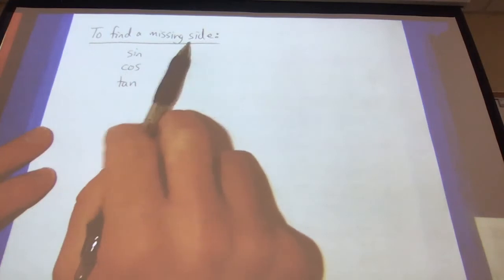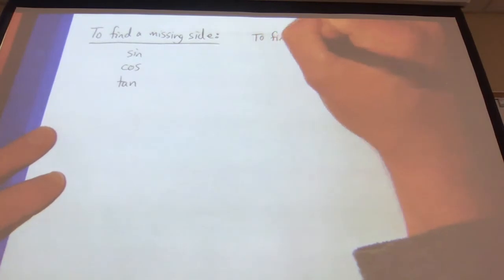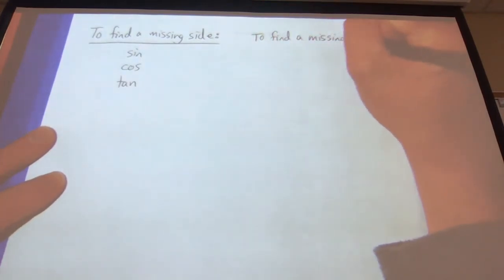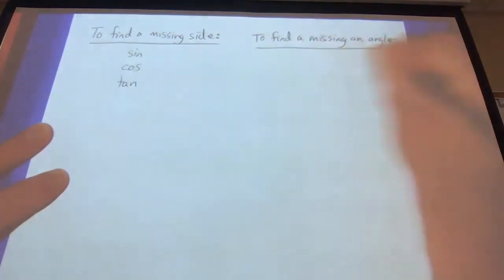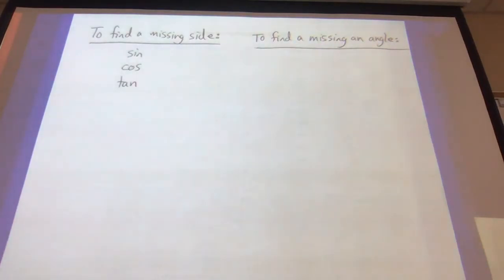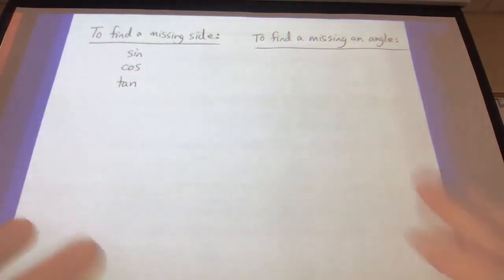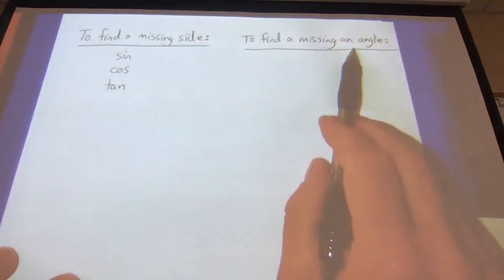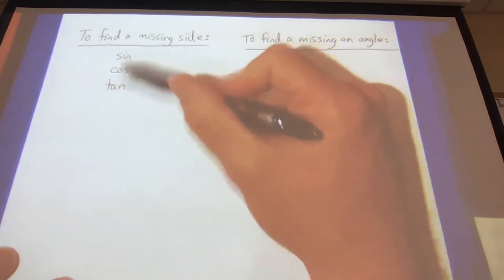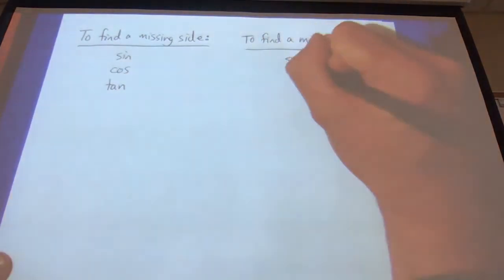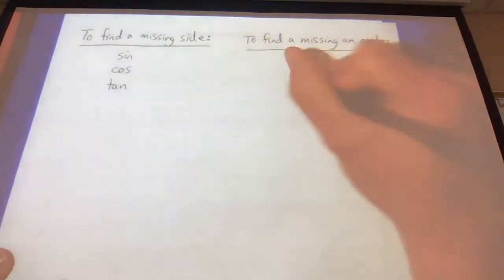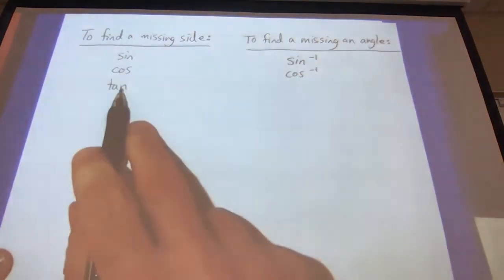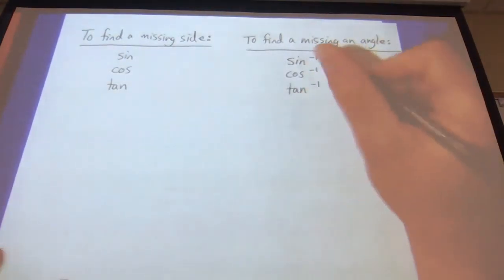So the part we've already done, if you're going to find a missing side, we're using sine, cosine, or tangent. If we want to find a missing angle, it's going to require one more button on our calculator. We're going to use what we call the inverse of these. On your calculator, the inverse of the sine is the sine to the -1 power. Inverse of the cosine is the cosine to the -1 power. Inverse of the tangent is the tangent to the -1 power.